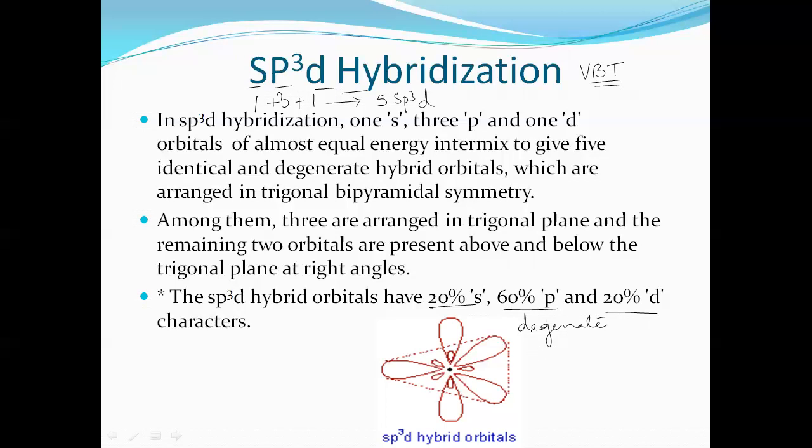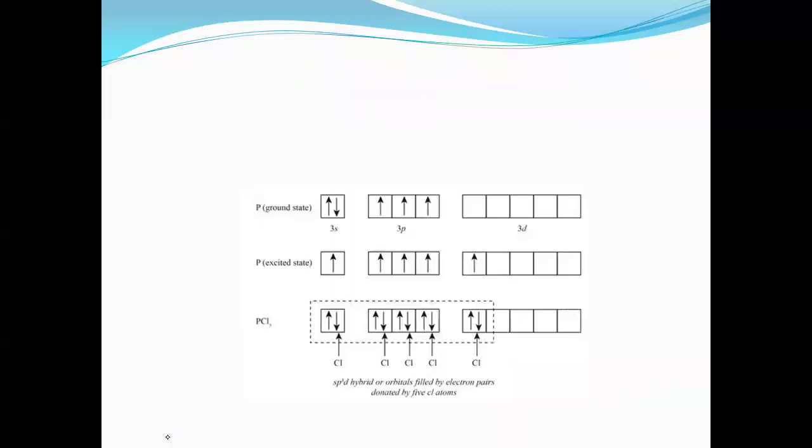That means in this case the shape is trigonal bipyramidal. Three orbitals will be arranged in one plane, and two other orbitals, one above and one below the plane, at right angles to it. The three in one plane with one above and one below look like two pyramids, so it is trigonal bipyramidal in shape. The orbitals above and below are at 90 degrees to the plane, and the angle between the three in the plane is around 120 degrees. So two angles are formed here, 90 and 120, and the shape is trigonal bipyramidal. Now let's see this with the help of an example.